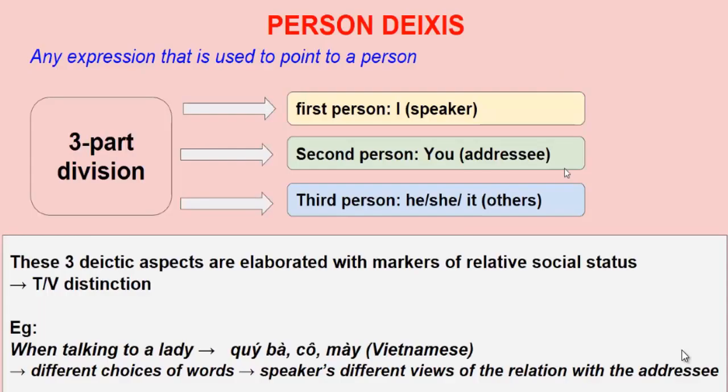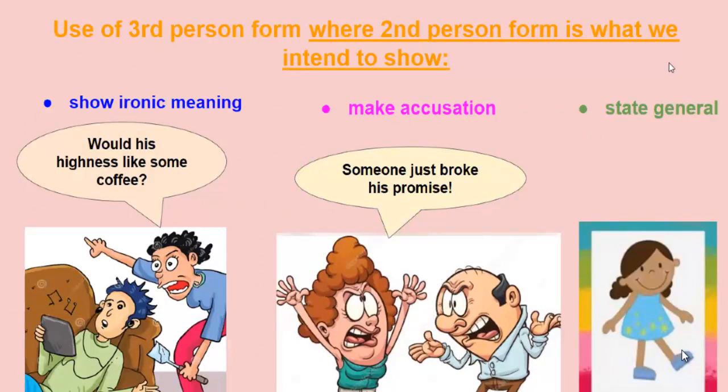For example, when talking to a lady in Vietnamese, we may use quý bà, cô, or mày, and different choices of words will indicate the speaker's different relation with the addressee. Continuing, we can use the third person form to show ironic meaning, like would His Highness like some coffee, or to make an accusation, someone just broke his promise, or to state the general, we walk nicely.